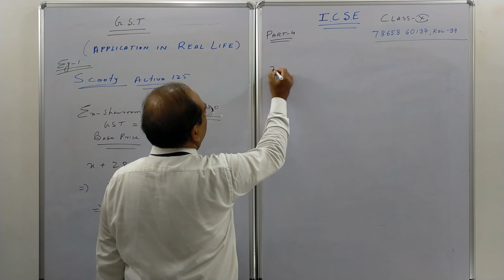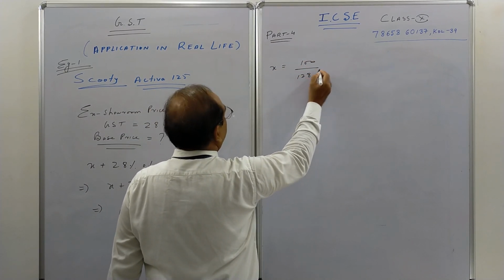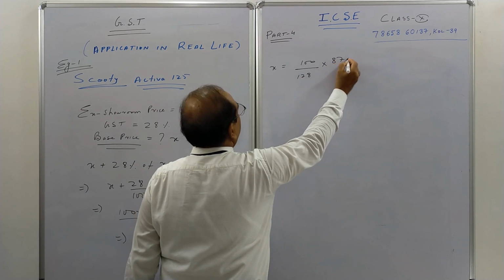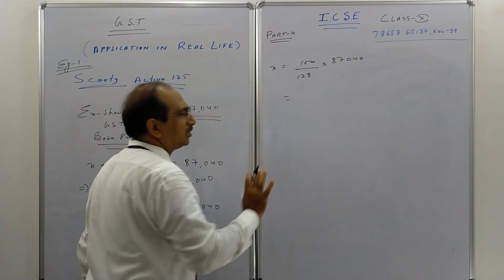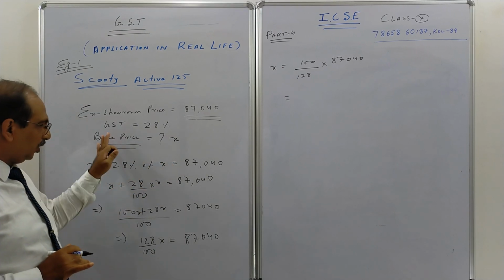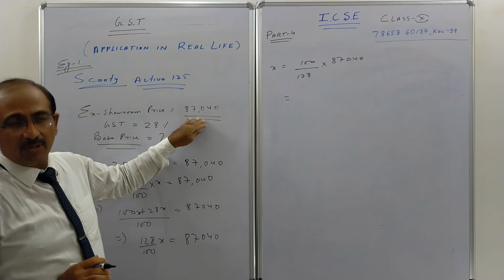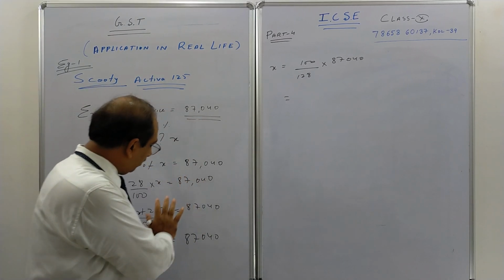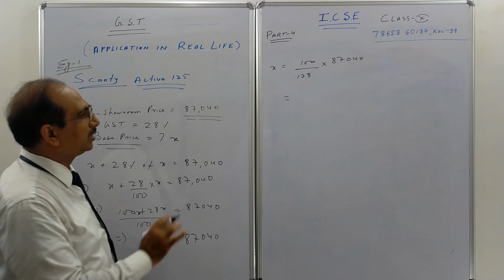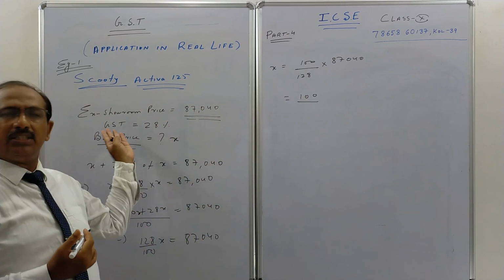So x is, children, 100 goes up, 128 comes down, into 87040. Now listen to me very carefully. You can come to real life. Suppose you go, you don't do all this calculation. If GST is 28%, remember, when the price after GST is given, whatever method you use, generally we use this method: you put 100 above, because the price before GST will be less.